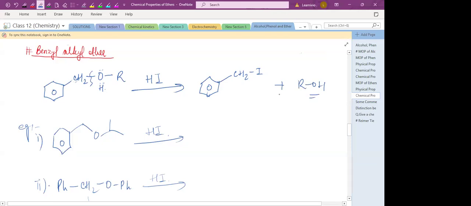So this will be your product in the benzyl alkyl ether. Basically, this will break down into this group plus your alcohol. So in benzyl alkyl ether, just always remember you have to cleave this bond. ये benzylic carbon के बाद का जो bond है, you have to break this bond, not this one, not this one. Clear?